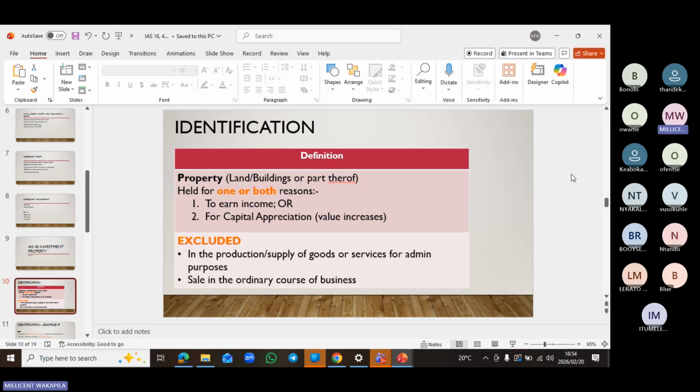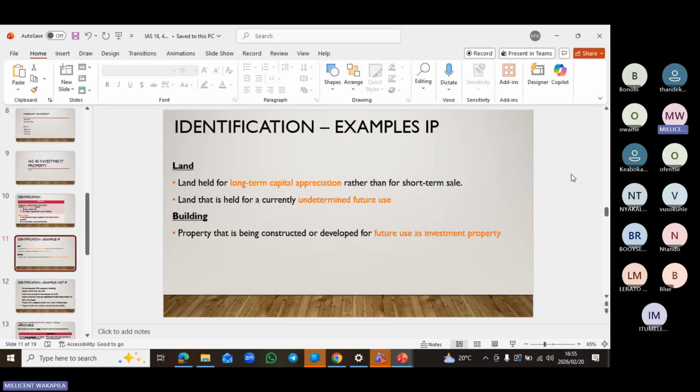So if you are classifying, you're going to check: is it used in the production or supply of goods or services for admin purposes? Is it used for sale in the ordinary course of the business? Is it used to earn rental income, or is it for capital appreciation, or is it for both the rental income and capital appreciation? Those are the things that you are supposed to be careful about.